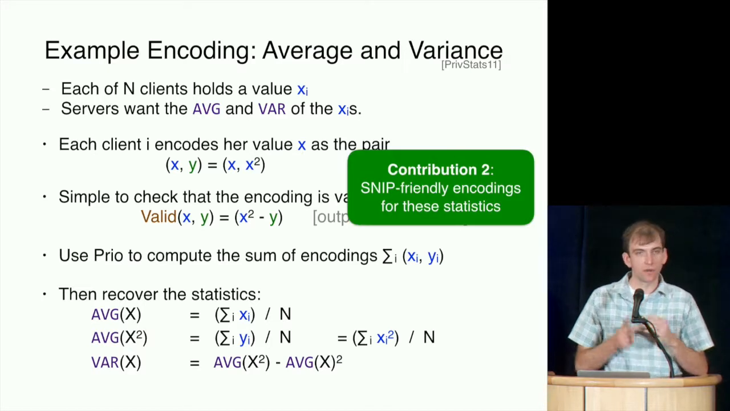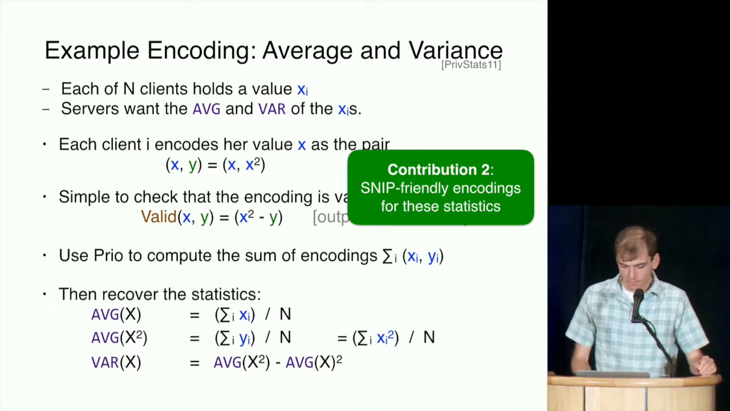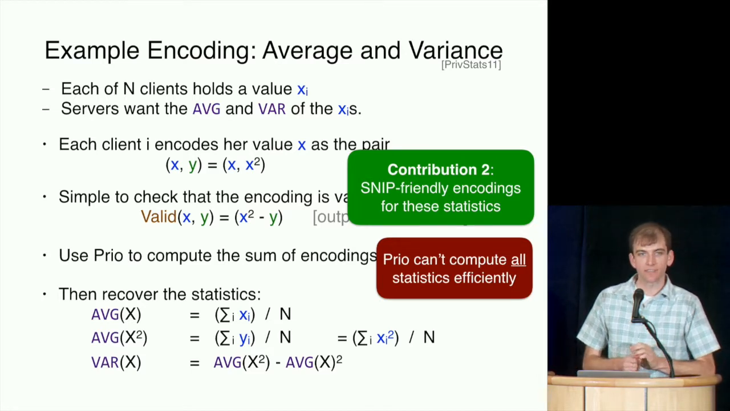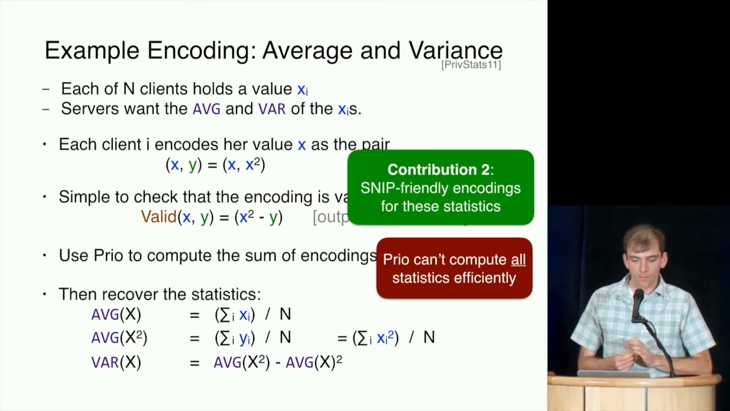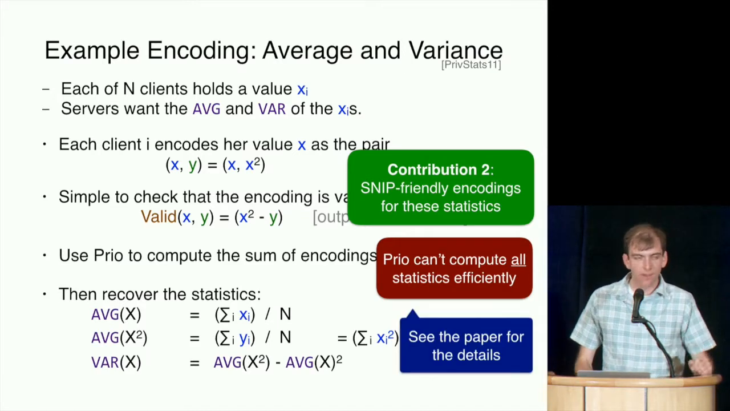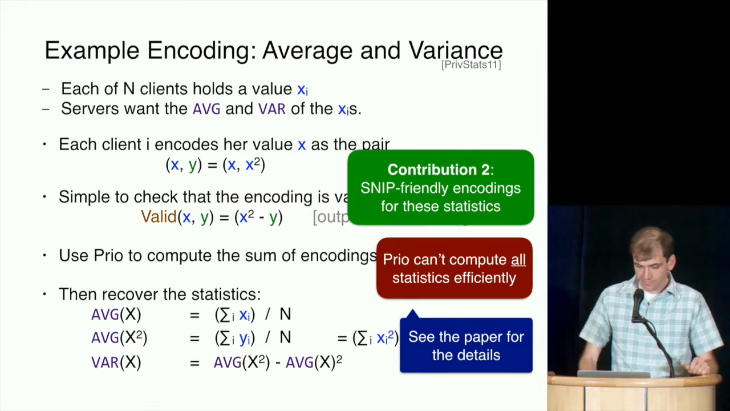In the paper, we show a bunch of other statistics that have simple valid predicates that are easy to check, but still let you do interesting things. I should mention that Prio, this type of system, can't compute all statistics efficiently. There are things like exact median or exact min and exact max, where we have arguments in the paper to show why this sort of system will not be able to compute that type of statistic, but I'll point you to the paper. Again, the link will be at the end for the details on that.